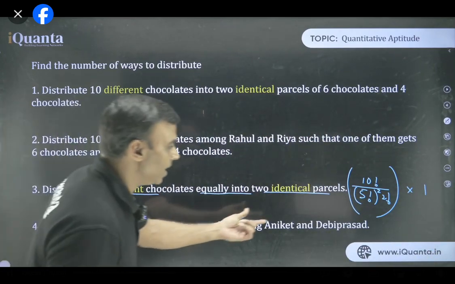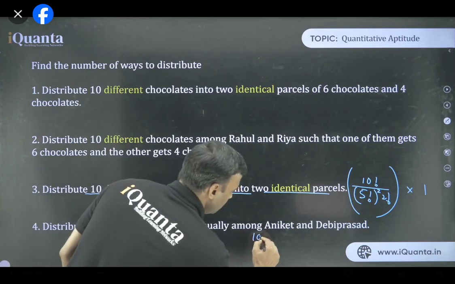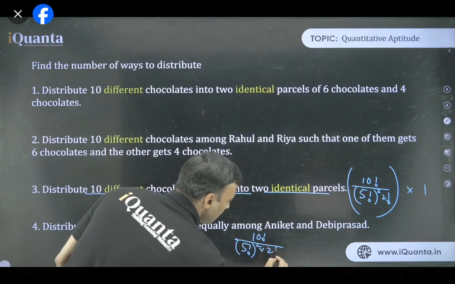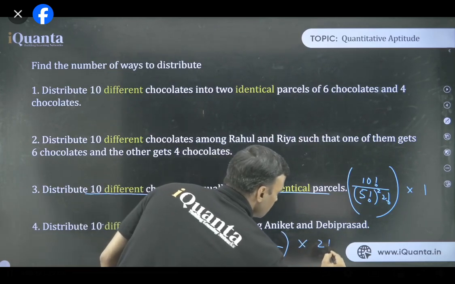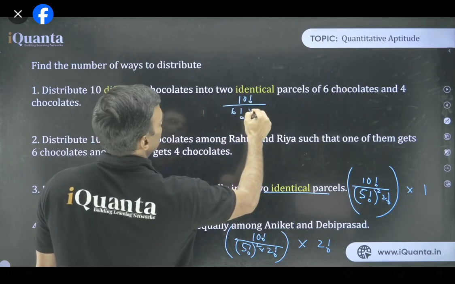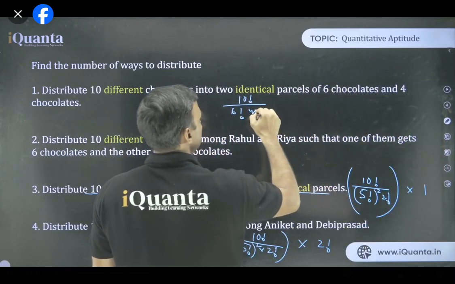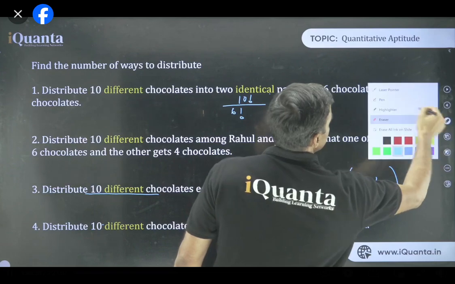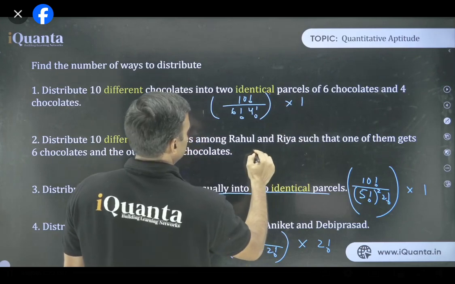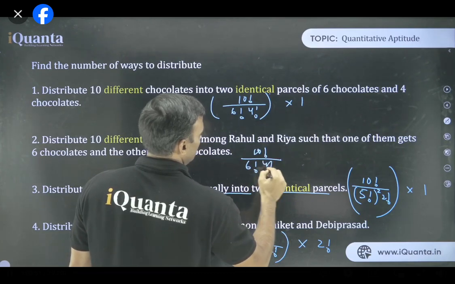And 10 different chocolates equally among Aniket and Devi Prasad. Aniket, Devi Prasad, different points, right? So this is 10 factorial divided by 5 factorial to the power 2 into 2 factorial into 2 factorial. That's it. And let me write this on top also so that you have all answers in one place. 10 factorial, 6 factorial, 4 factorial. So what I'm doing is I'm just writing the answer of all 4 questions and then we'll move on. So 10 factorial divided by 6 factorial, 4 factorial into 2 factorial.